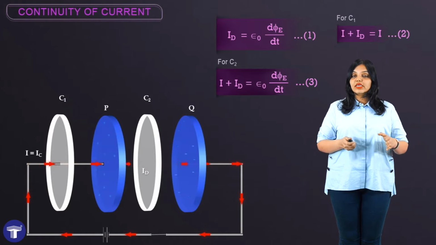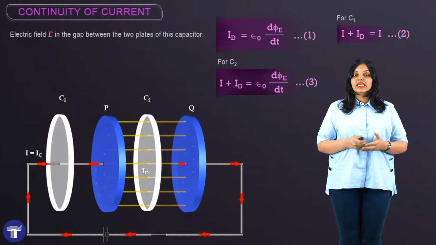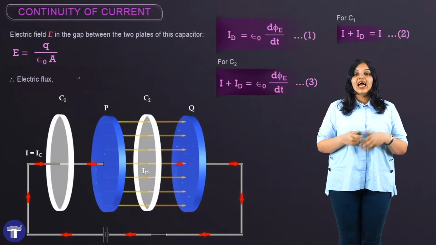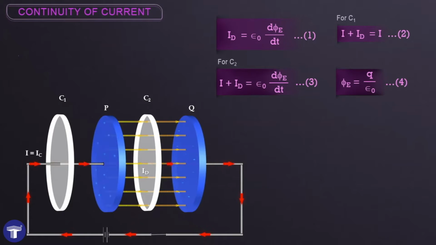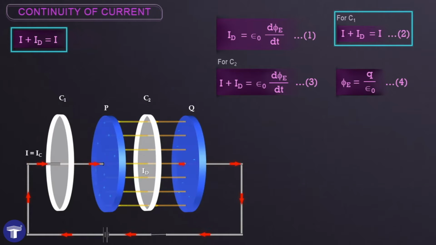So to do that, I first recall that the electric field between the plates of the capacitor E is given by Q upon epsilon naught A, and the electric flux is given by Q by epsilon naught, as we have shown earlier in this chapter. Once I have the expression for phi, I can simply take equation 3, that is I plus ID is equal to epsilon naught d phi by dt, and instead of phi, I can replace the expression for phi from equation 4, and that will give me I plus ID is equal to dq by dt, and dq by dt is nothing but I, or the conduction current itself. And thus you can see that equation 3 just became equation 2. We began from equation 3 and reached equation 2, which proves to us that these two are the same equation.